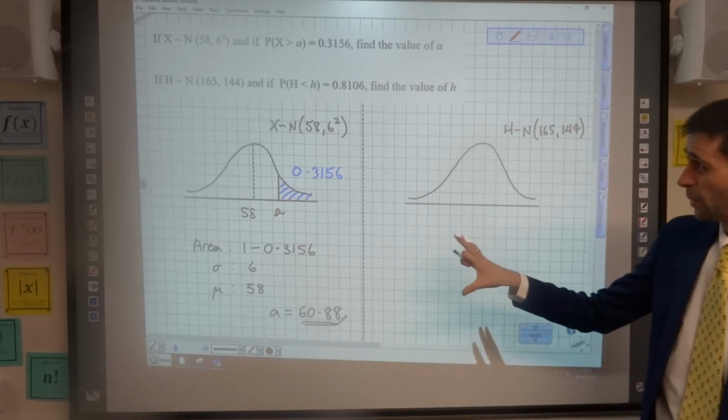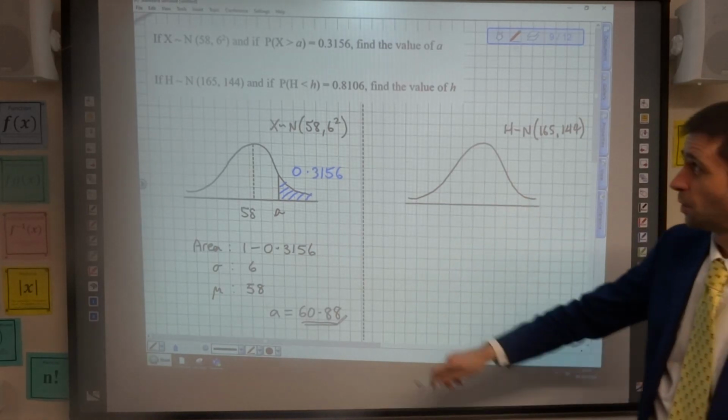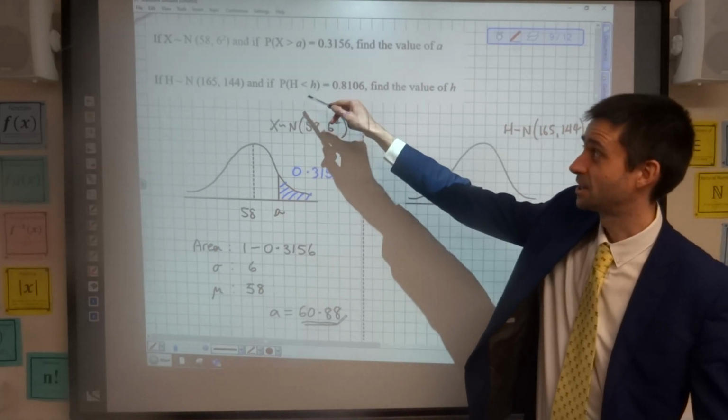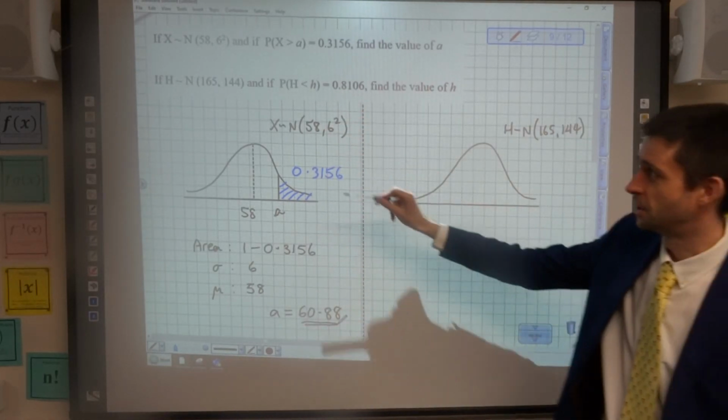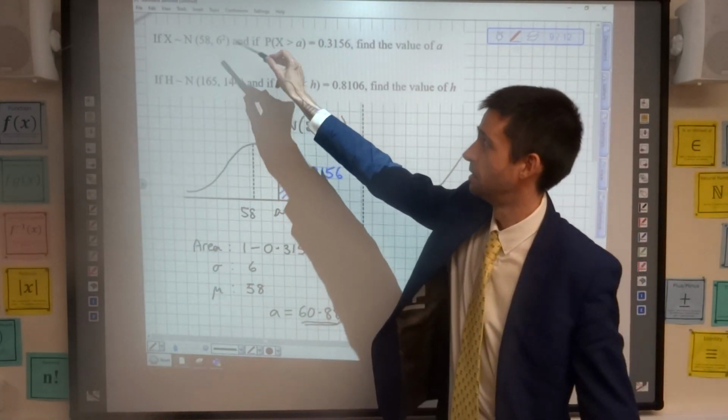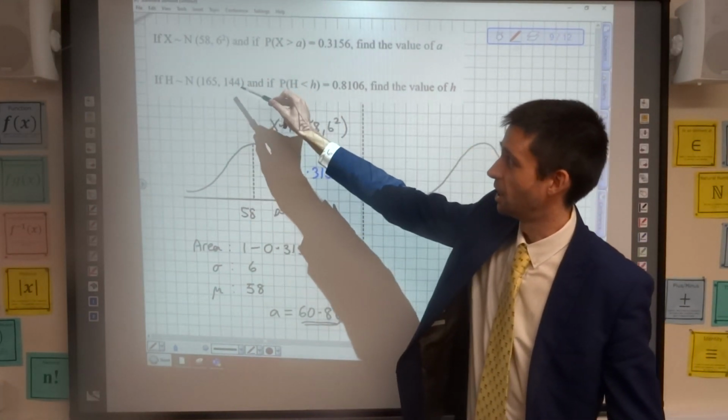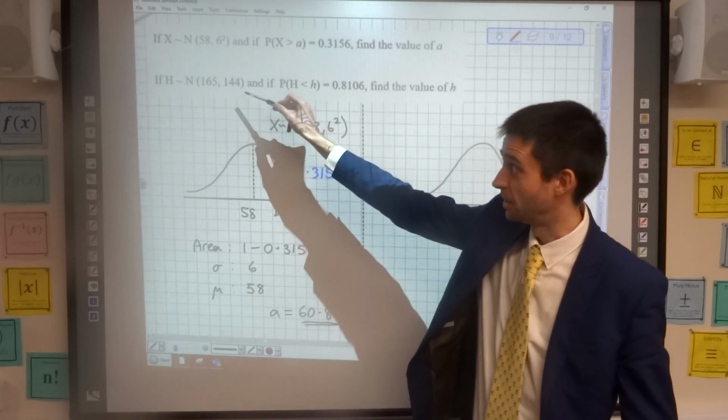So on to the second example here. The reason I've got this one, a couple of reasons. One is it's the probability of H being less than a value, so it's going to be the other way. But the other thing you've just got to watch out for is that here, rather than being given standard deviation squared, we're given 144, which is actually the variance.